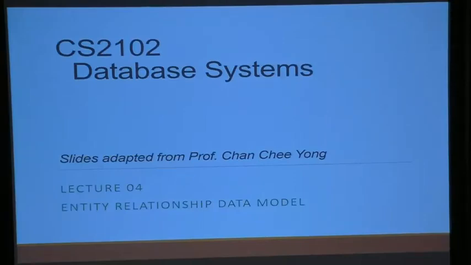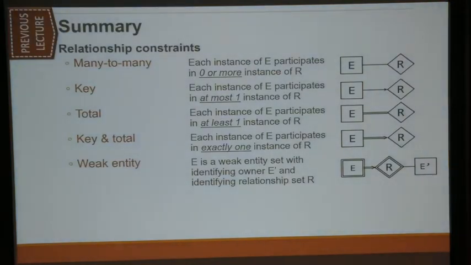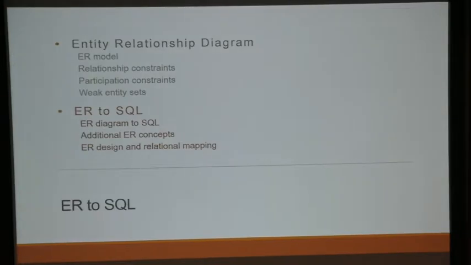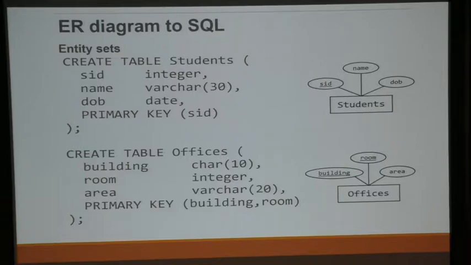Okay, so let's continue on part 2 of lecture 4, which is transforming our ER diagram into the SQL code. So this is the summary of the constraints. And what we're going to do now is convert from the ER diagram to SQL. Okay, so simple case first. How do we create an entity set? Every entity set will be a table, at least one table.